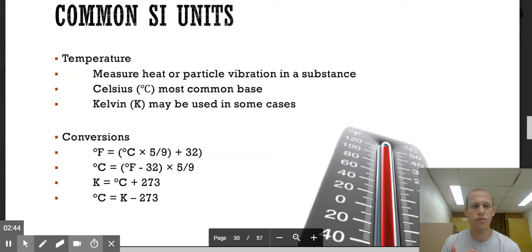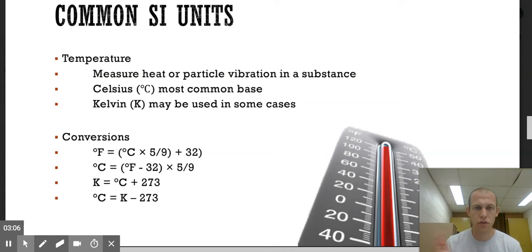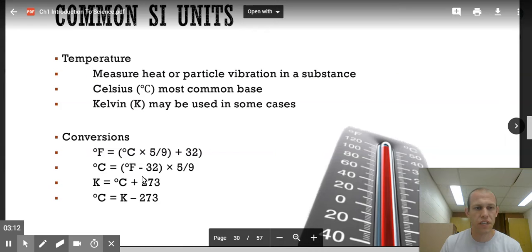For SI units for temperature, it's a measurement of the particles' vibration in a substance. So water particles aren't vibrating super fast, but when that water turns into steam, those atoms are moving very fast. They're vibrating very fast because the temperature went up. It's a measure of the heat or the particle vibration. More particles vibrating, higher heat. Measured in Celsius or Kelvin, and here are some formulas to calculate those.